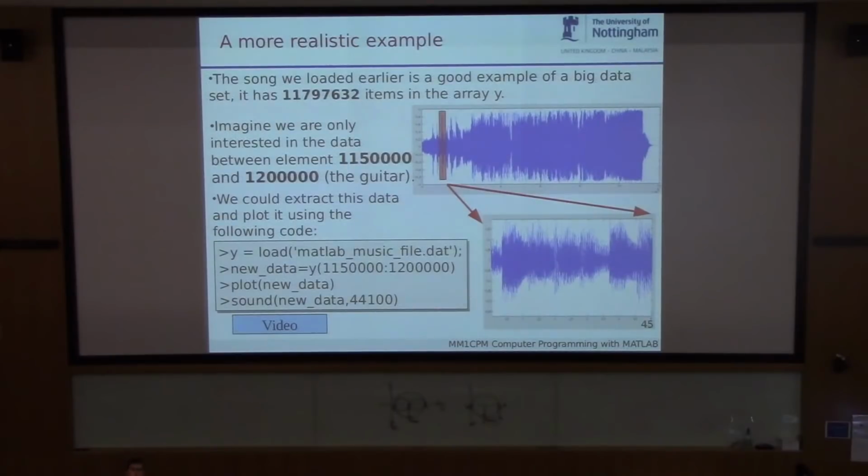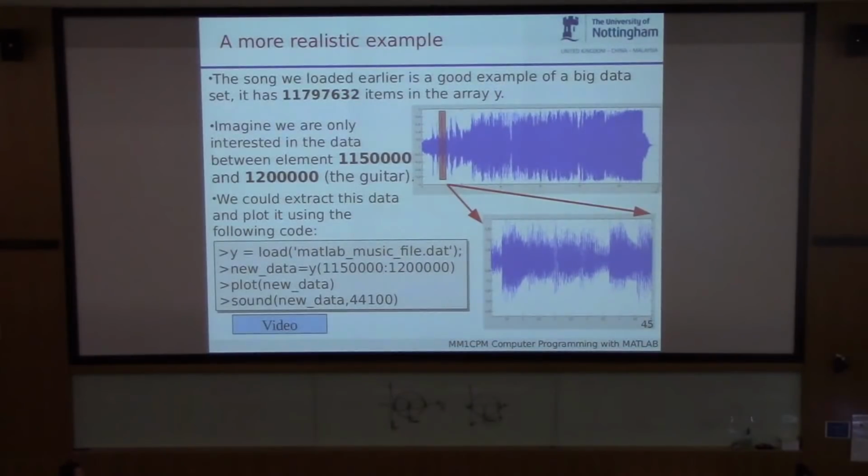So, back to our music example. Imagine we've got this array with 12 million elements, and imagine we just want to pull out the guitar. We just want to hear the guitar in the beginning, just see what it sounds like. We know our array's got 12 million elements, but we can pull out from our array the music between the 1.15 millionth element and the 1.2 millionth element. And that happens to be the guitar. I know that because I looked at it. And when we pull this out, we get this pattern of music.